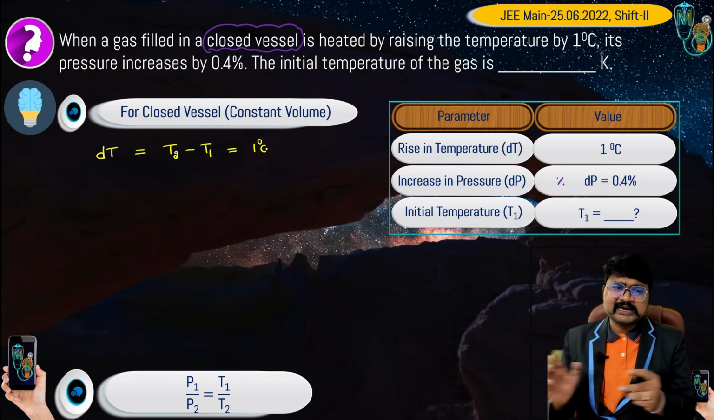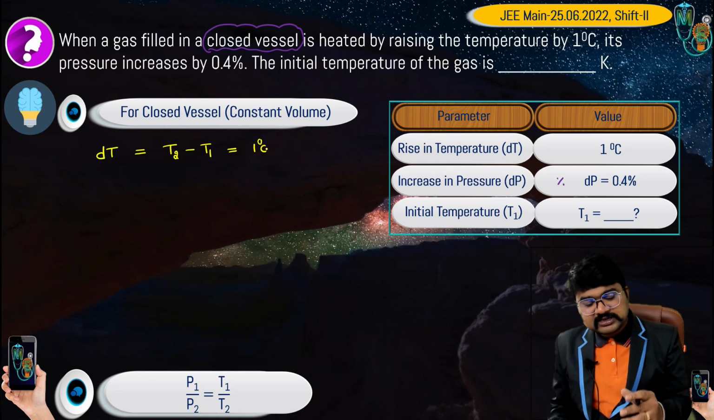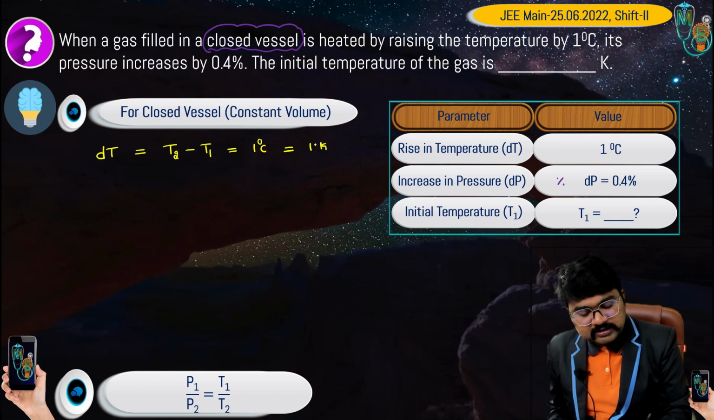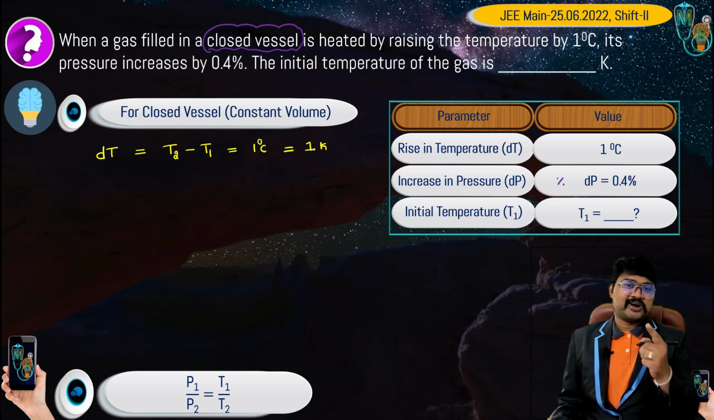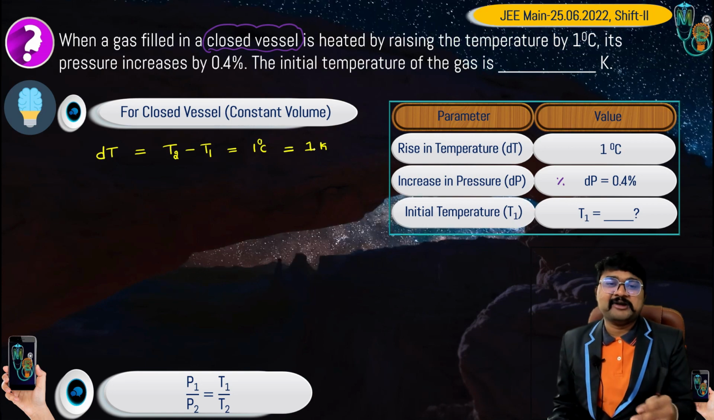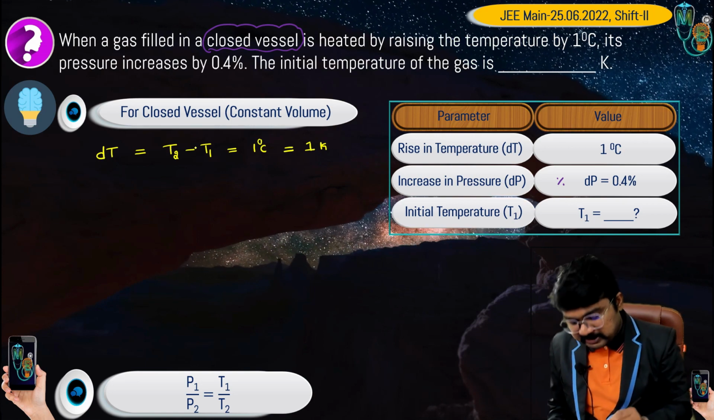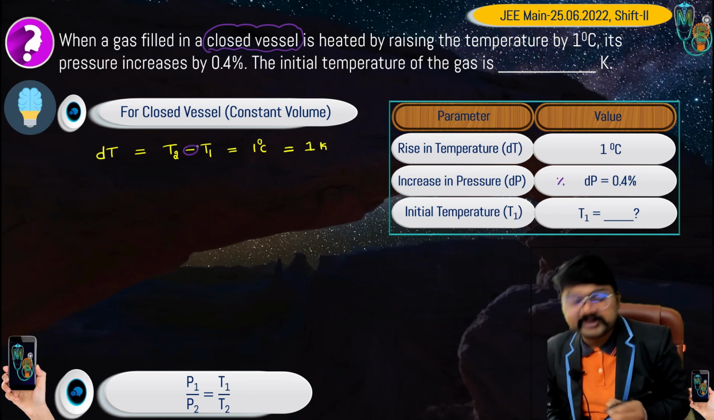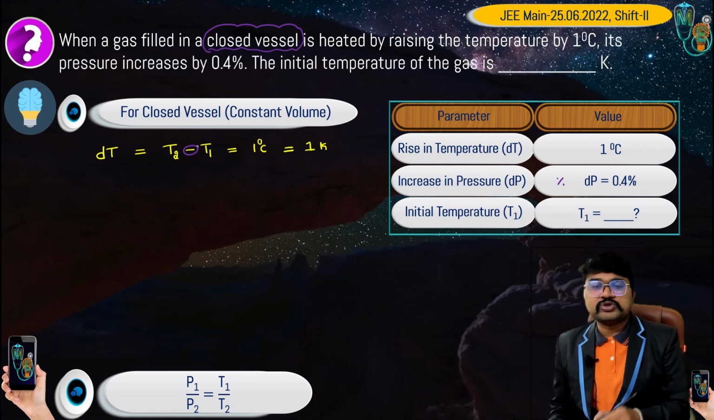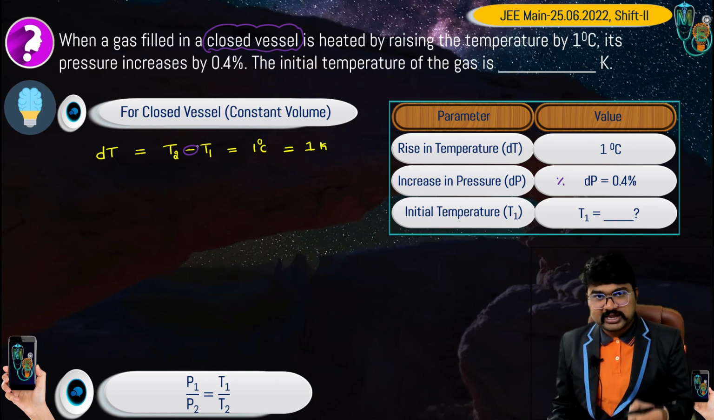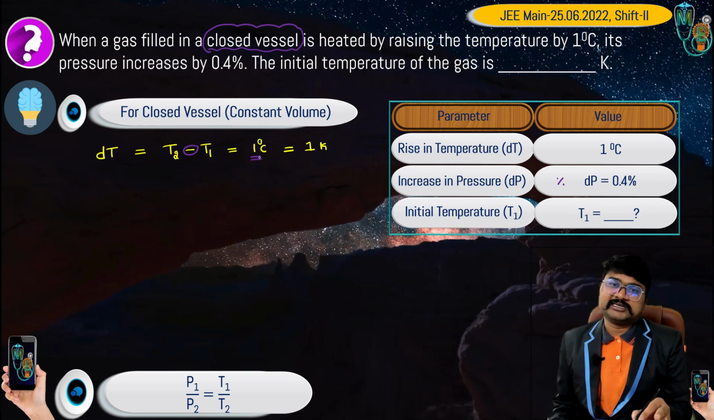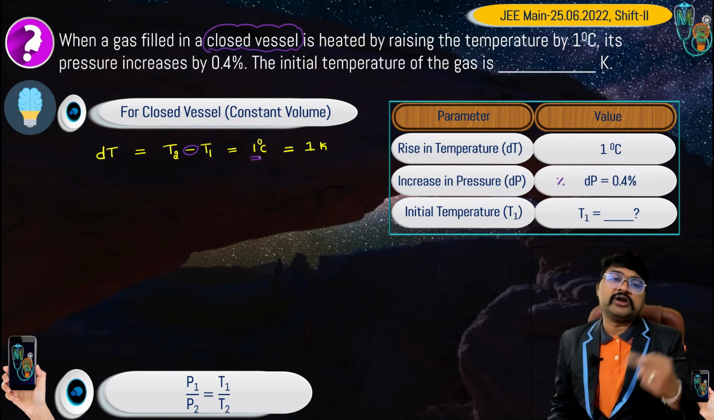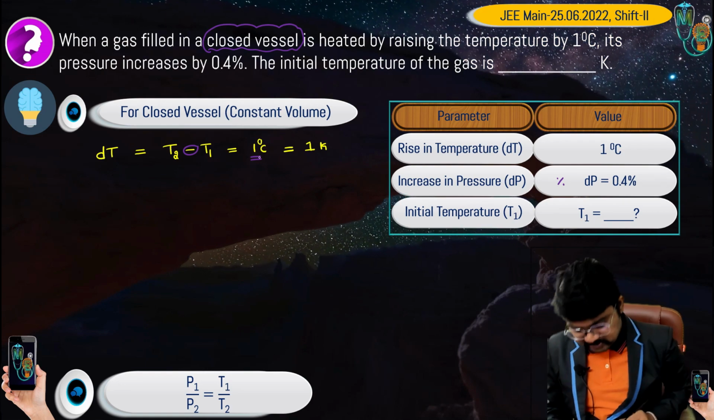Actually, it's a temperature difference. That means 1 degree centigrade equals 1 Kelvin. You should not add plus 273 because it's a temperature difference. Even if these two temperatures are in degree centigrade or Kelvin, you will get the same answer. Understood? For a temperature difference, 1 degree centigrade equals 1 Kelvin.